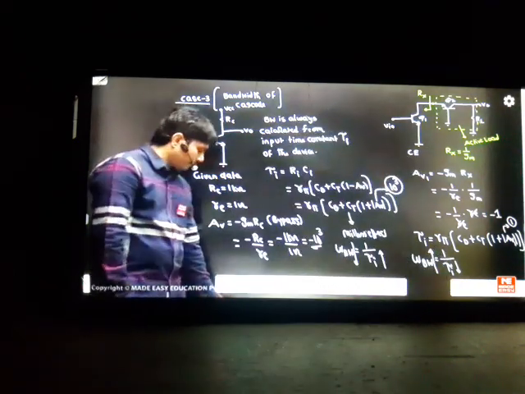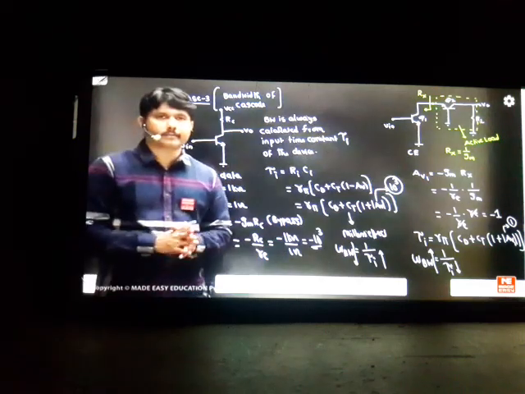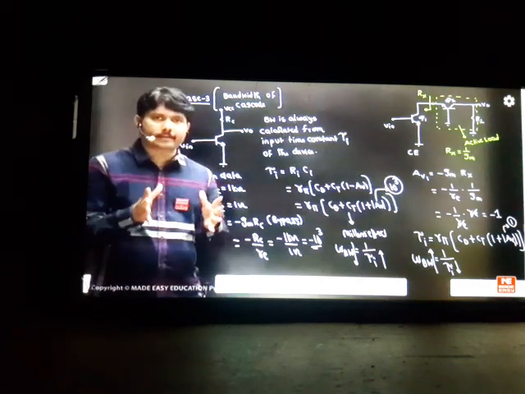So this is the story. Miller's effect became negligible in the second topology. That is the main reason why a cascode system will always give high bandwidth. Okay, high gain is also coming, high bandwidth is also coming.